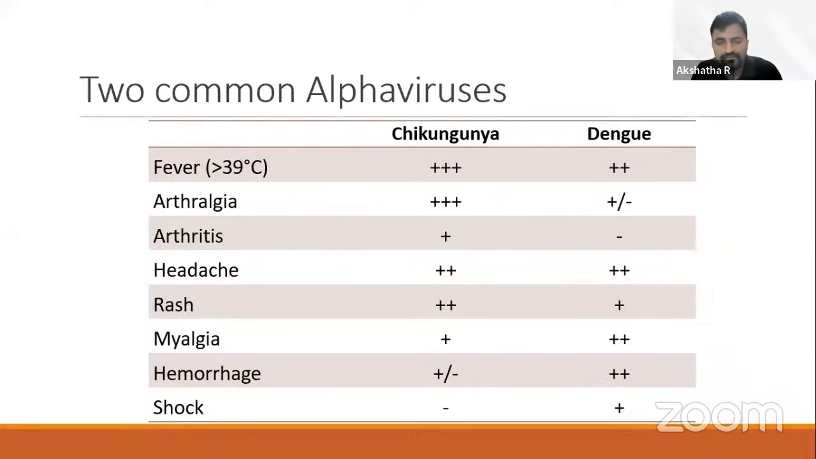And if we come to differentiate dengue infection from chikungunya, fever is common to both the diseases, and arthritis is more common in chikungunya, and rash is common to both. Compared to chikungunya, dengue will present with more myalgia, and hemorrhage and dengue shock syndrome are specific for dengue.